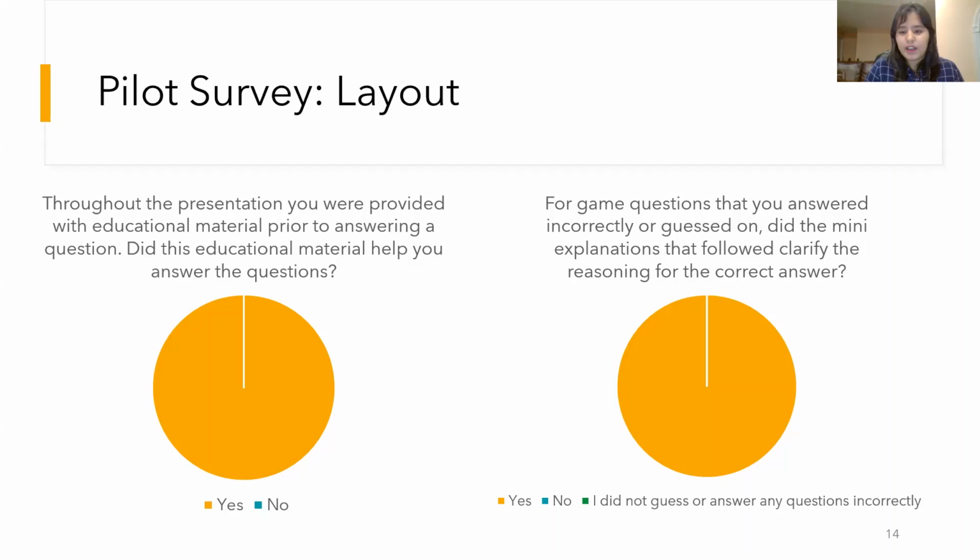So it seems that everyone did try guessing at some point, and that's okay because they don't have a science background, and that's normal because you're looking at microscope slides. It's kind of unfamiliar. And that means that, yes, they do understand why the correct answer is correct after a while.